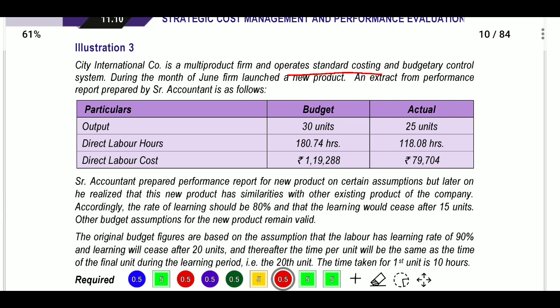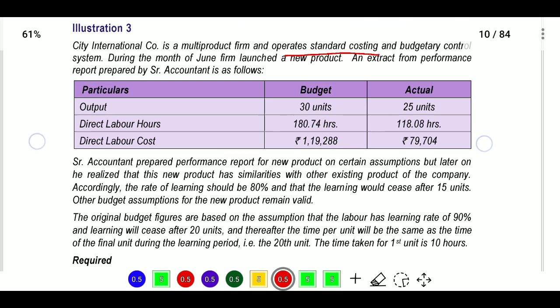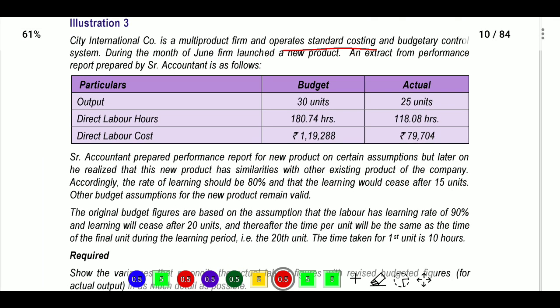During the month of June, the firm launched a new product. An extract from the performance report prepared by the senior accountant is as follows. He is providing the information: output, budget information and actual information. Direct labor hours are 180.74 and 118.08. Actually he has taken less time, and he produced less quantity also, where direct labor cost decreased from 1,19,288 to 79,708. For this we require the learning curve.